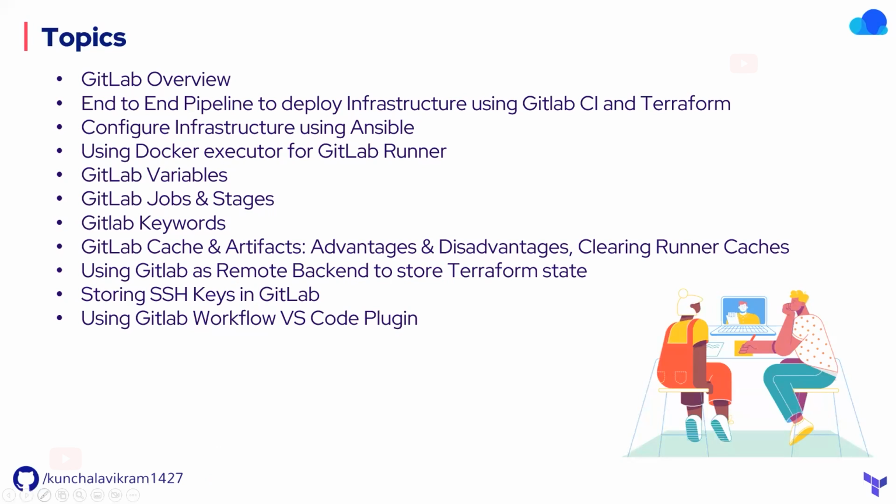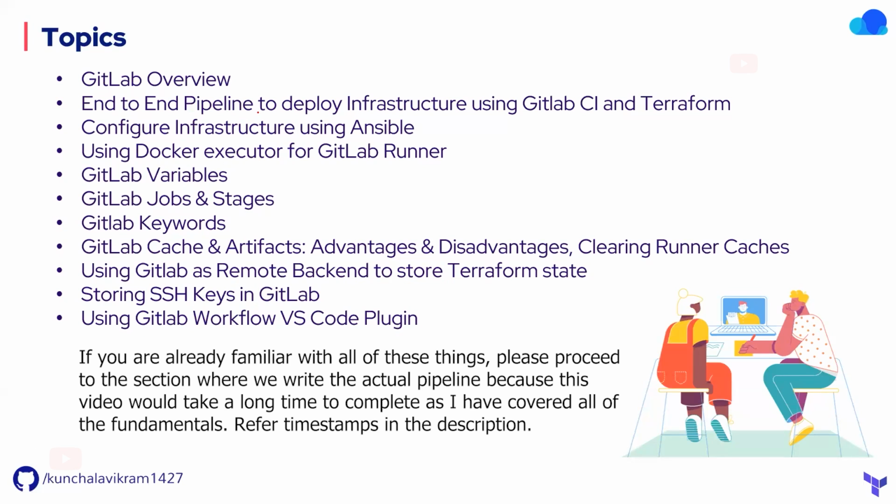We'll start with a GitLab overview, because directly diving into the whole pipeline will not make any sense unless you understand all the concepts in GitLab. So we'll talk about all those concepts, then we'll understand the overall pipeline that we are going to build using GitLab CI. Then how to configure infrastructure using Ansible, right? We'll also understand executors in GitLab, and how to use the Docker executor for GitLab runner, GitLab variables, jobs and stages.